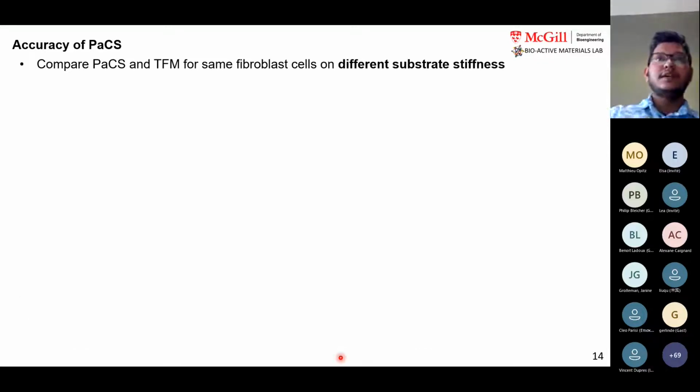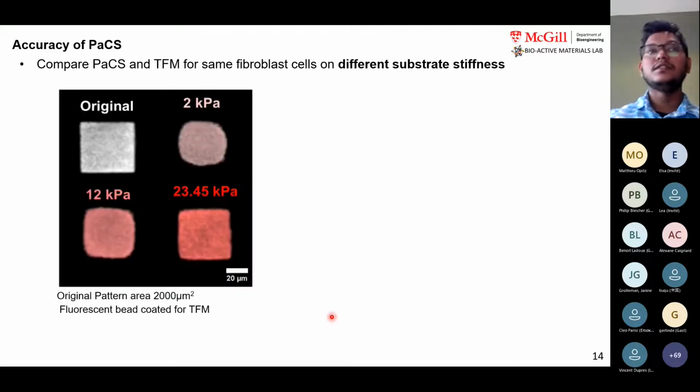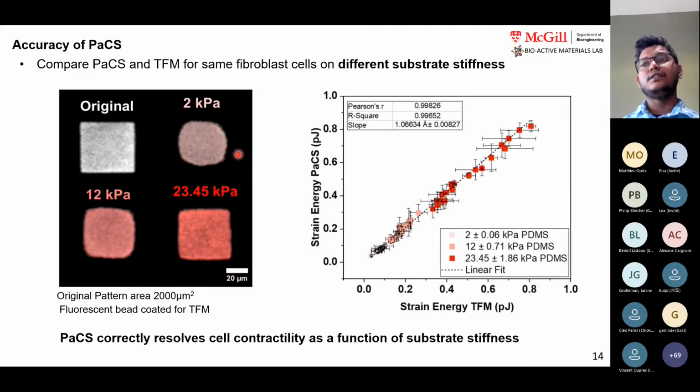Then we went to challenge PACS with different stiffness substrates. So we made the same square patterns of the same area on silicone substrates with different stiffness. And as you can see from the pattern deformation itself, on the stiffest substrates you have the least pattern deformation, and on the softest substrate you have the highest pattern deformation. When we calculated the strain energy, we saw that the strain energy calculated from the TFM correlates with the strain energy calculated from PACS. So in conclusion, PACS can also resolve cell contractility as a function of substrate stiffness.